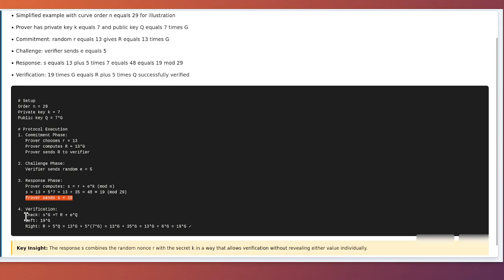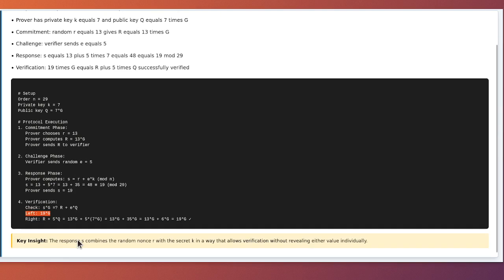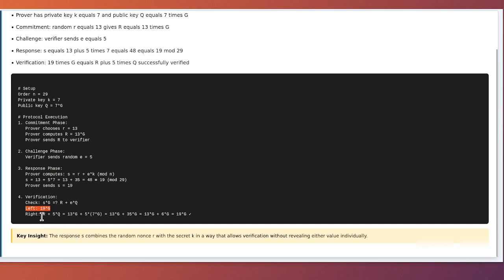In the verification phase, the verifier checks the verification equation. S times G equals R plus E times Q. Let's verify this. For the left side, S times G equals 19 times G. Now, for the right side, R plus E times Q equals R plus 5 times Q. We know that Q equals 7 times G. Therefore, 5 times Q equals 5 times 7 times G, which gives us 35 times G.